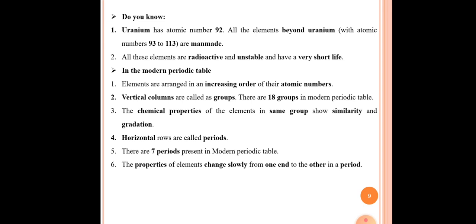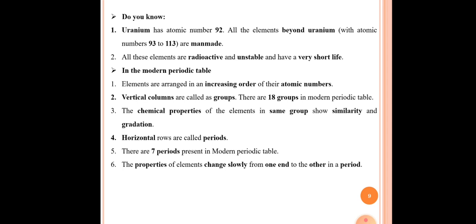So in the next slide there is a point, "Do you know?" This point gives information about a certain thing, so that's why the heading is "Do you know". Here the first point is, uranium has atomic number 92. All the elements beyond uranium, with atomic number 93 to 113, are man-made.